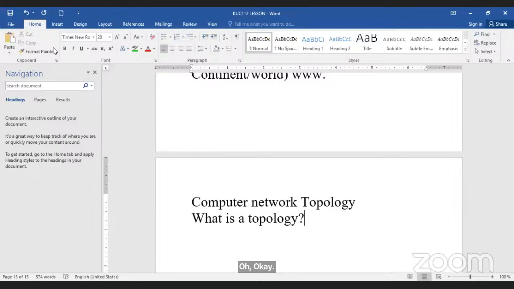So let us have a look at what a topology is. Someone said that it's a branch of mathematics that deals with properties of space. Mathematicians, leave mathematics aside. Let us forget about mathematics.